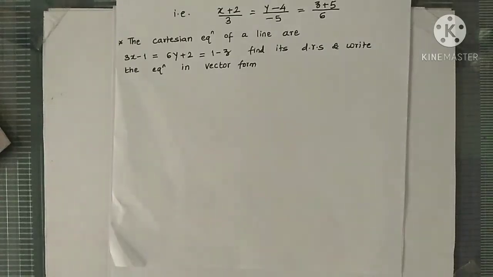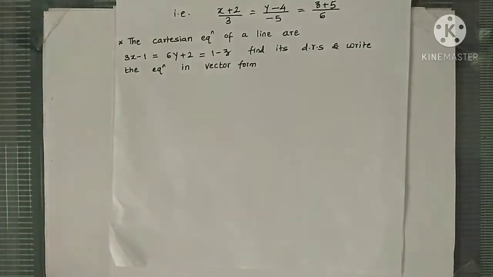So this is the vector form and Cartesian form of the required line. Now consider this question. Here the Cartesian equation of a line is given: 3x - 1 = 6y + 2 = 1 - z. Find its direction ratios and write the equation in vector form. To write the equation in vector form, what we need is a point on the straight line and its direction ratios. So first let's find out direction ratios of the line.